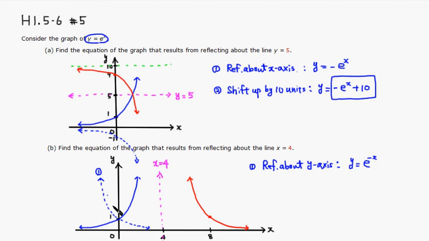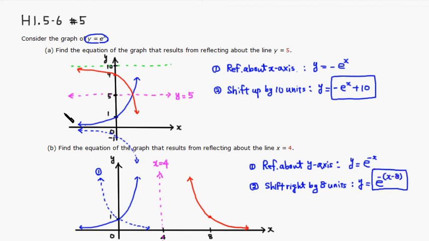So we have basically the same shape as what we wanted, but we need to shift it to the right 8 units. So we need to shift right by 8 units. We can do that by y equals e to the negative, then you just have to subtract 8 to go to the right by 8 units. So this is the equation that we're looking for.